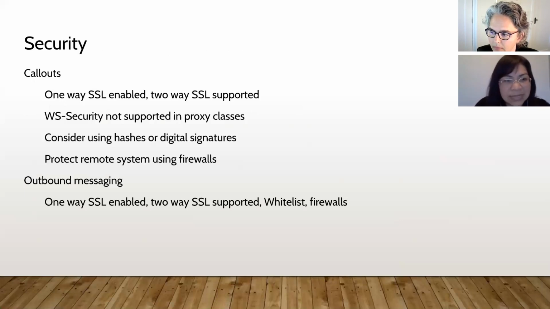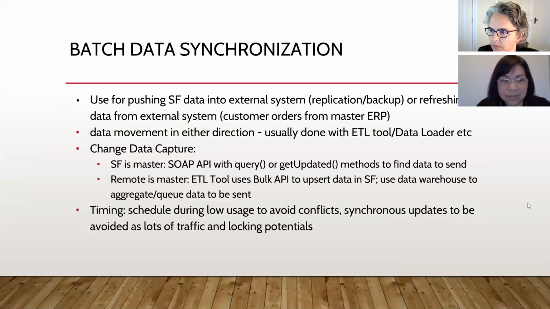And for outbound messaging, it's the same. We have one-way SSL enabled, but two-way is supported. And in this case, we can use whitelists to allow remote IPs. And it's suggested to use firewalls also. Okay, I think that's it.